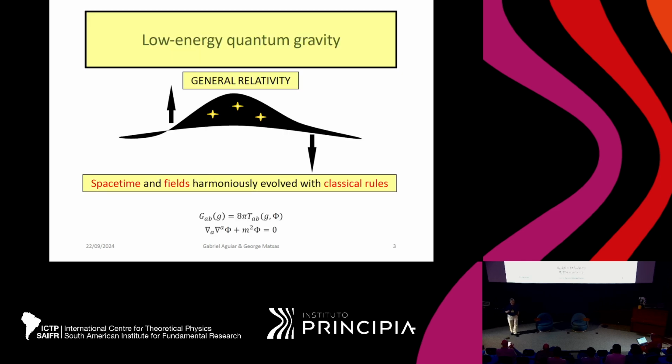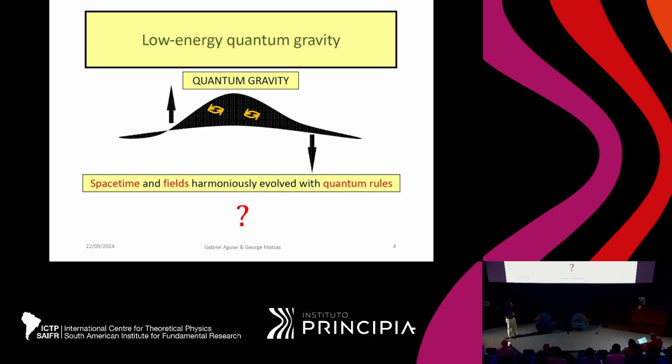We all know that general relativity is the best gravity theory we have up to now. And this is characterized by evolving in a harmonious way space-time and fields using classical rules. Here, just for illustration, these are the Einstein equations and a massive scalar field. Very good. So our dream is to replace this classical world by a quantum world, right, in such a way that we can evolve everything in a harmonious way using quantum rules.